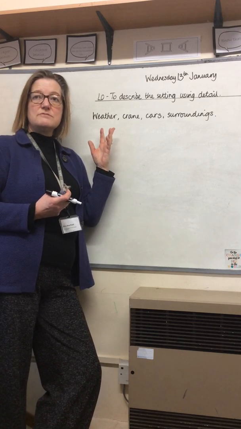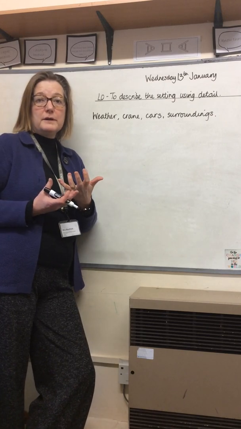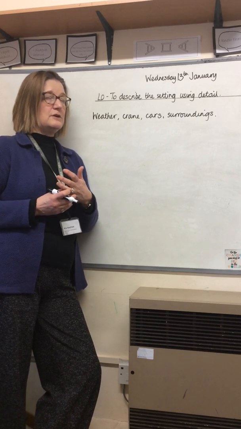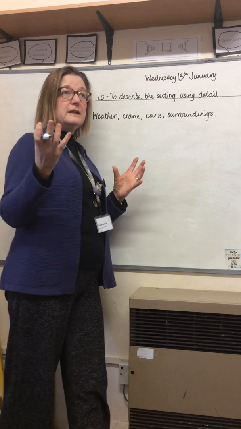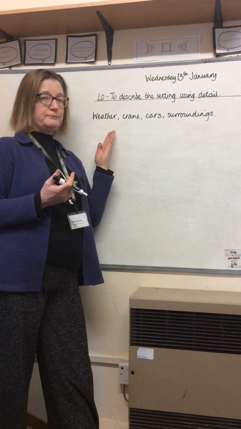Bright sunshine doesn't reflect fear as well as drizzle, fog. It could be foggy. Have a little think. What could it be? Misty, dark. There could be a storm brewing. It might be a summer's evening and it's stiflingly hot, and there's a storm brewing. So have a go. Weather.